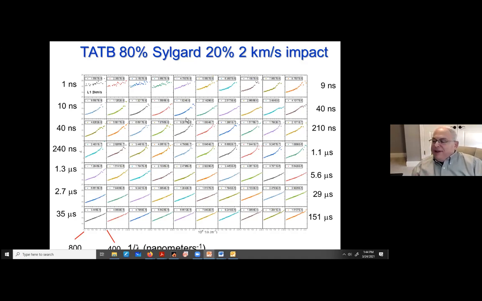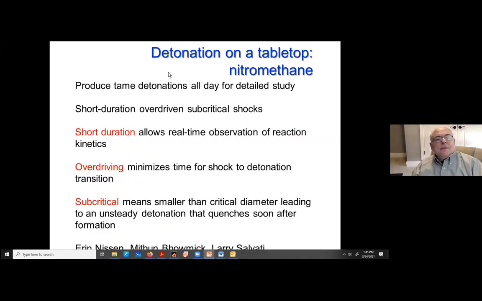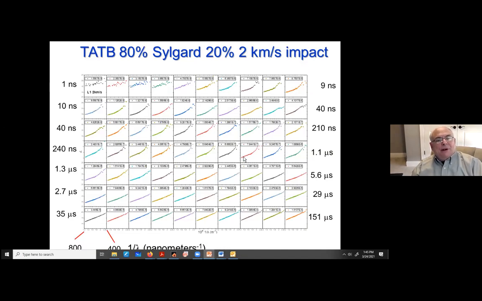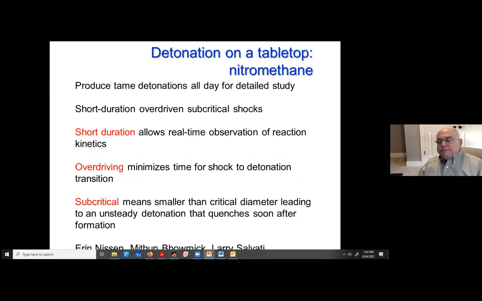Anyhow, what happens is the TATB starts yellow, but as it decomposes, it loses color. And so you can see that at long time, see it's now a straight line, it's now a single temperature. Okay, so that's pyrometry in a nutshell. And now I want to talk about detonation.